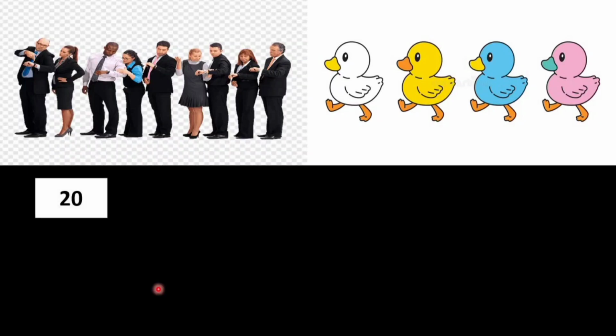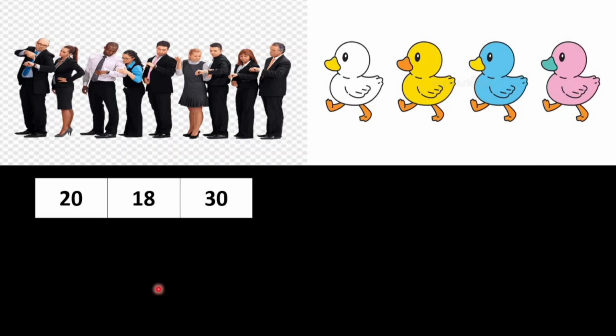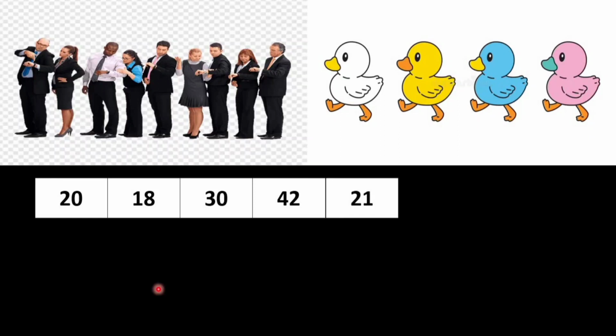So I have taken a number 20 that is placed in the memory. I am taking another number, 18, that is placed after 20. We have another number, 30, that is placed after 18. So 42 is placed after 30 and 21 is placed after 42. They are all integer type numbers.